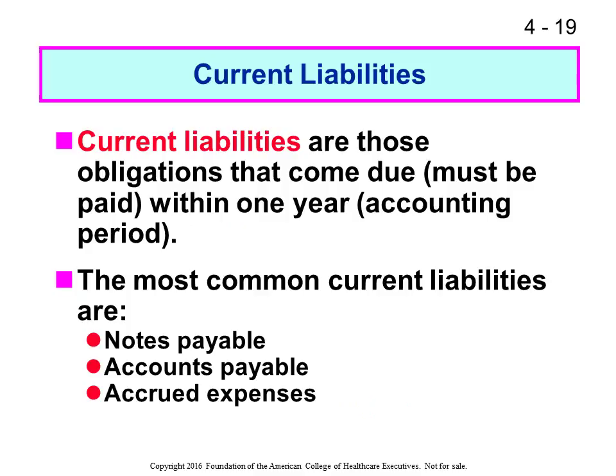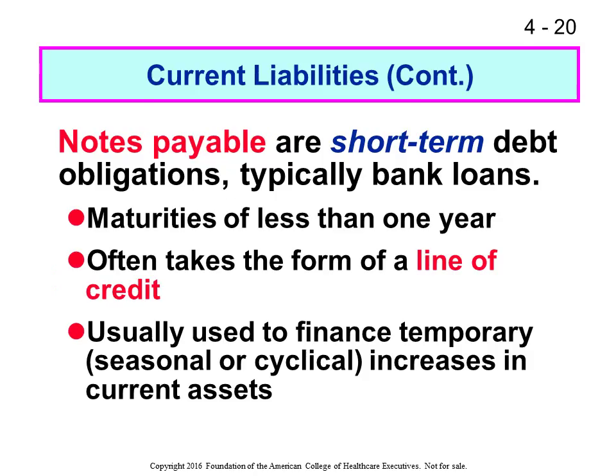You have what you call current liabilities. Those are the ones that have to be paid within a year. Current liabilities have to be paid within a year. And the most common types are things such as your notes payable and your accounts payable. So let's look at each one of those.